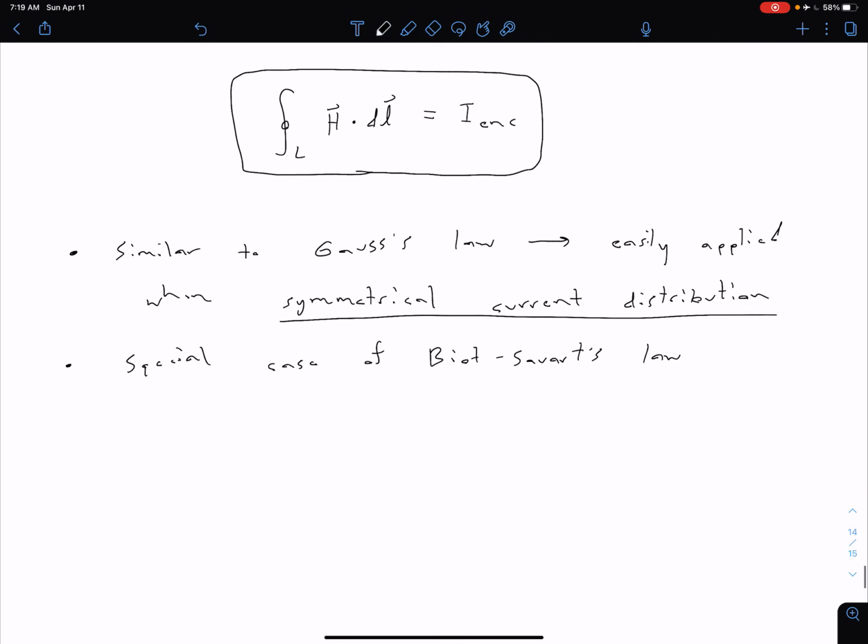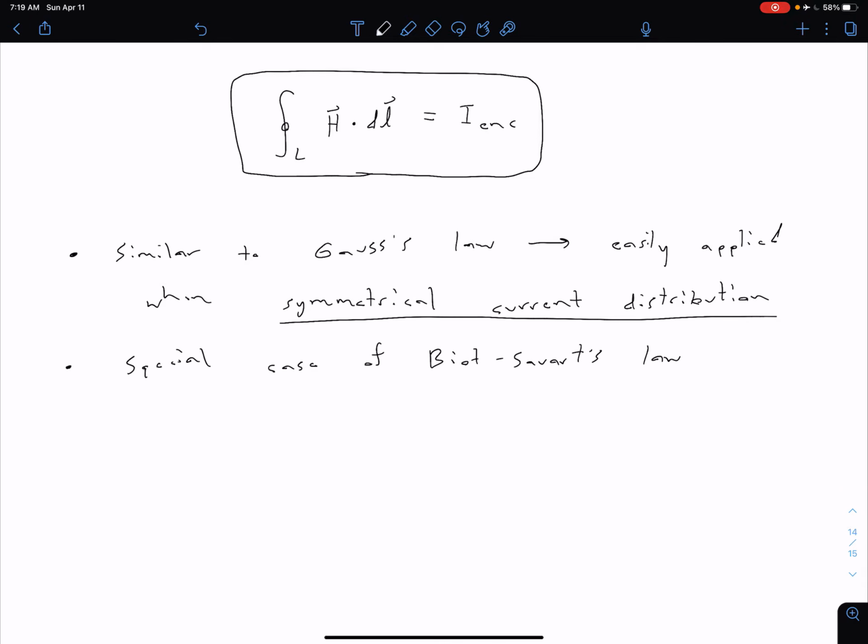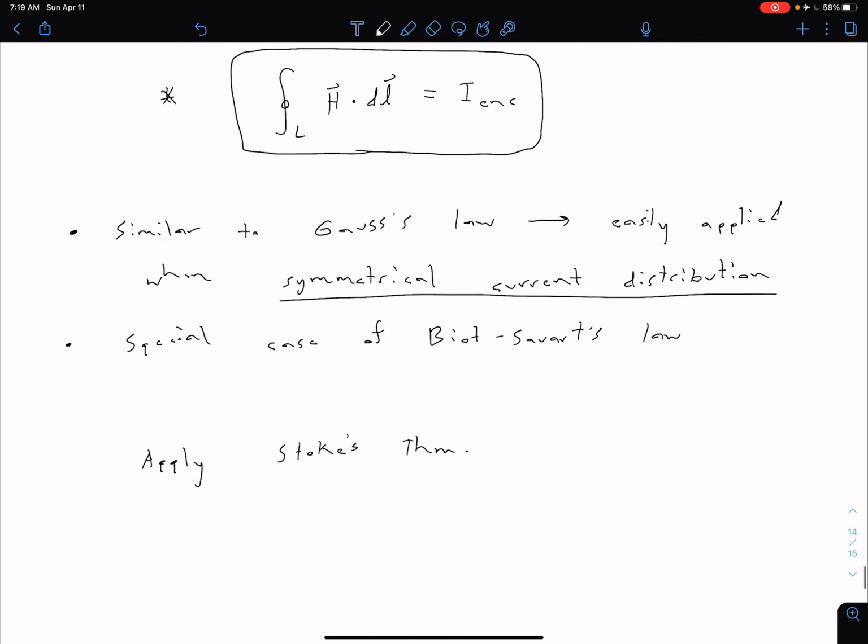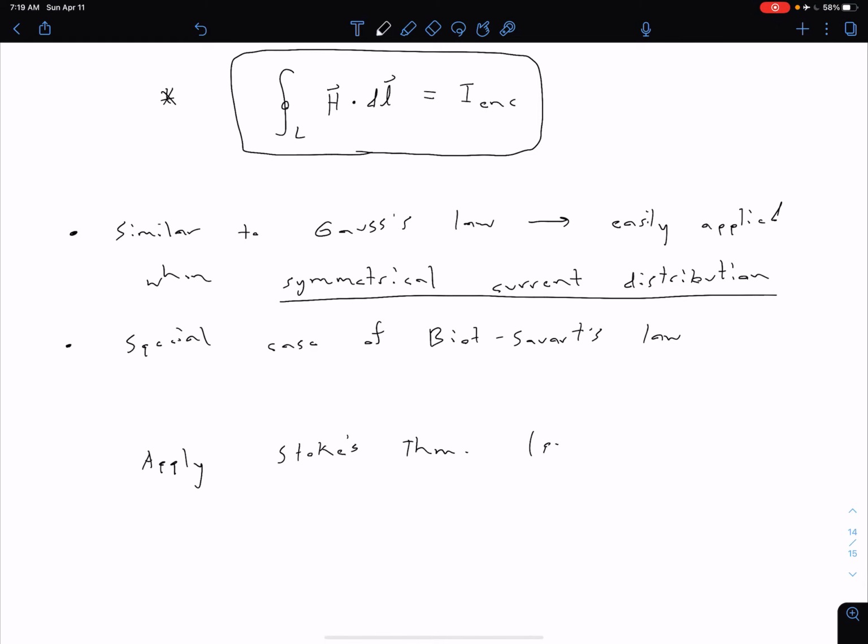Similar to what we did when we looked at Gauss's law, we can play around with this equation a little bit. So let's apply Stokes' theorem to that equation. As you might recall, Stokes' theorem is going to allow us to take this line integral and change it to a surface integral by changing that integrand to a curl. If you want a refresher, you can look on page 85 in the textbook, back when we were talking about vector calculus.